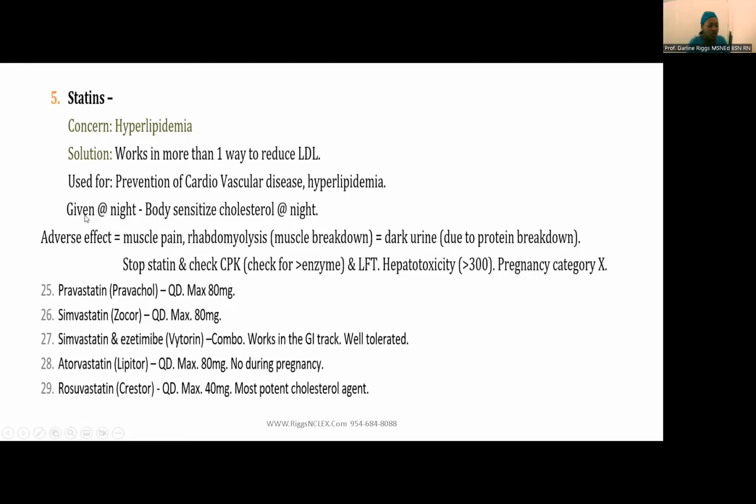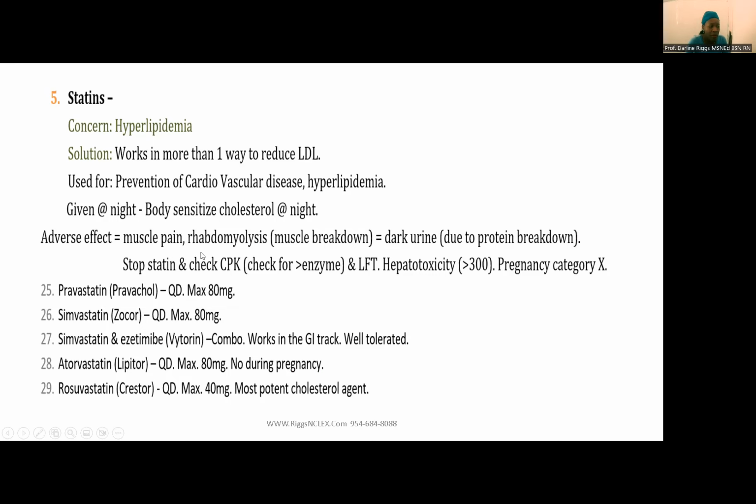Okay, we do give them at night. Why? Because the body is synthesizing cholesterol in the night. You saw with the diuretics, that's in the morning. Here's the opposite. Statins are at night. Okay? There are some adverse effects to these drugs, and you need to be familiar with them.